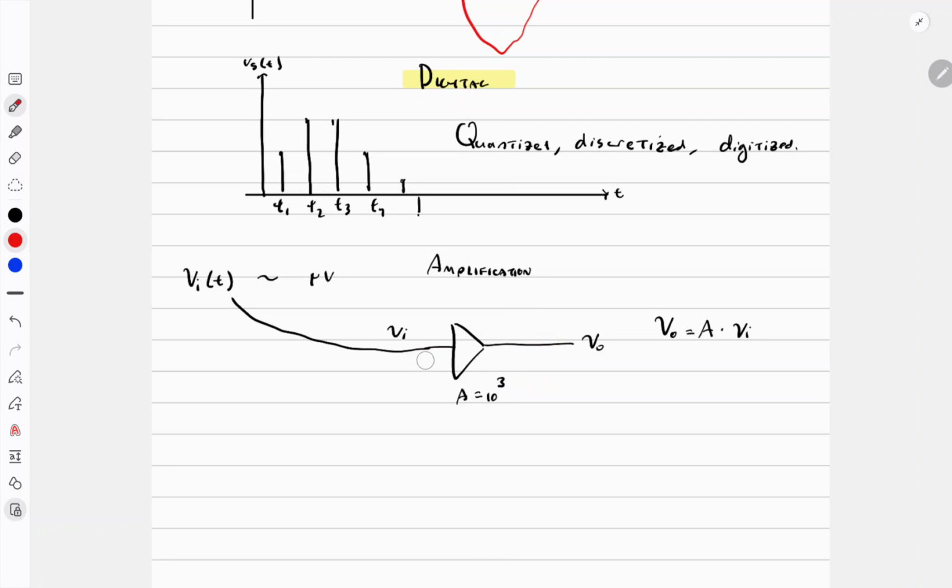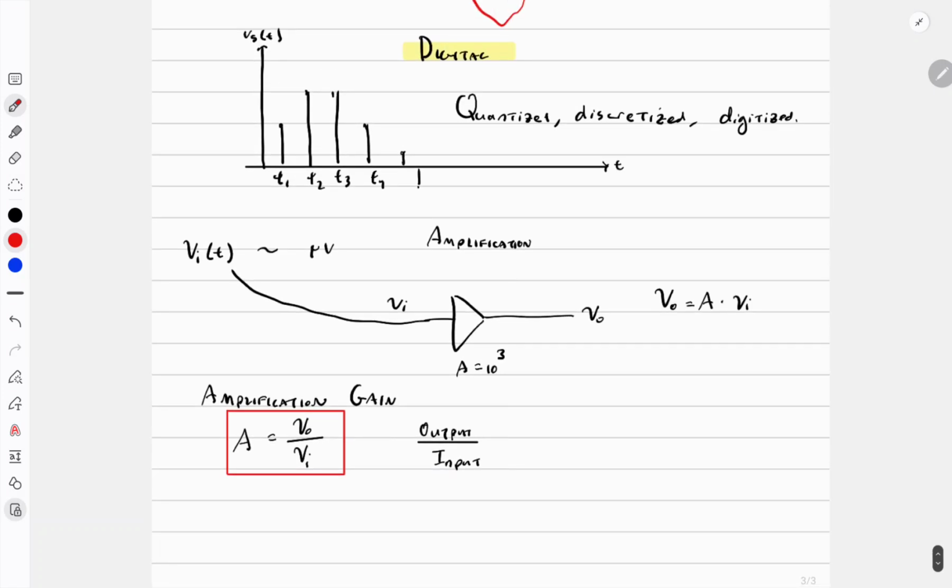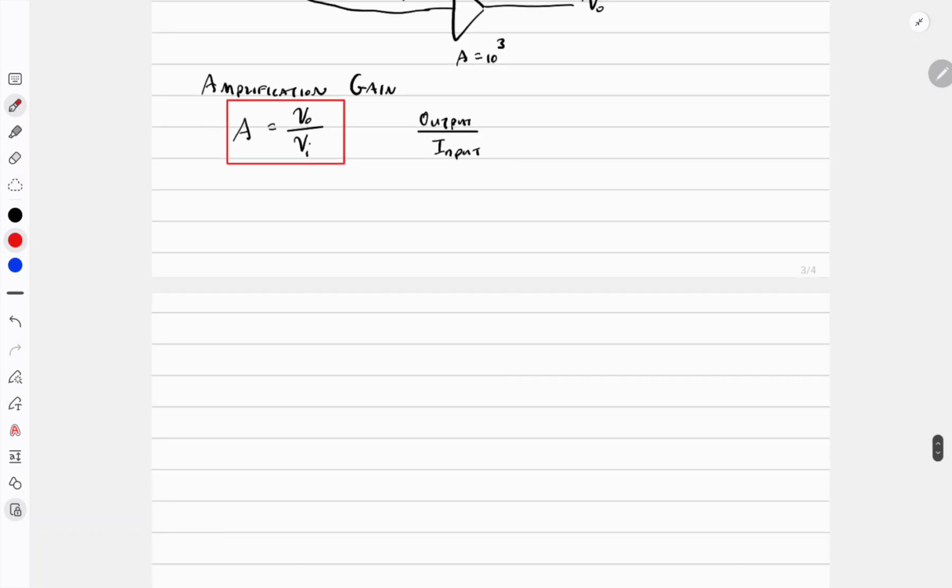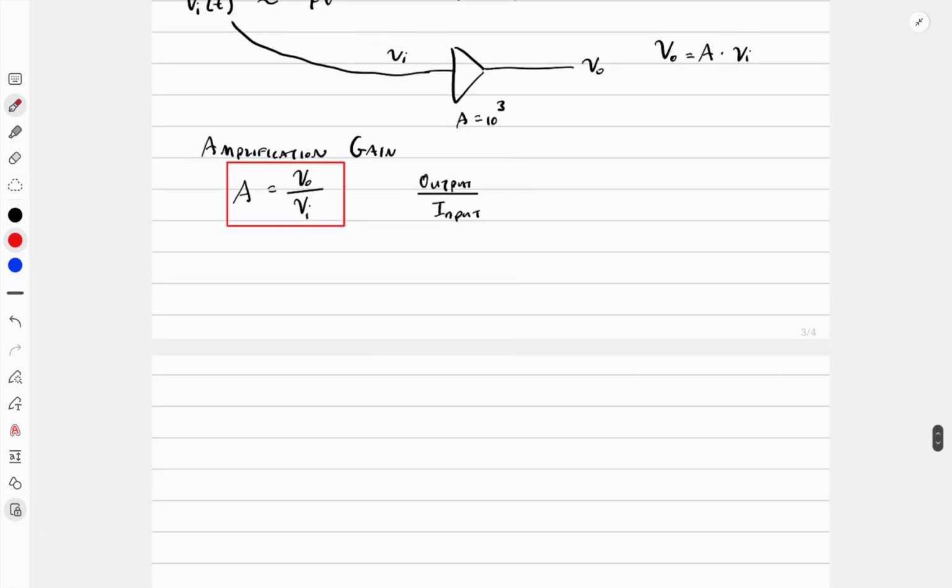So that's called amplification. And how do you write it? The amplification gain, we call that gain, A, is equal to the output magnitude divided by the input magnitude. So it's output divided by input. This idea of amplification is linear.